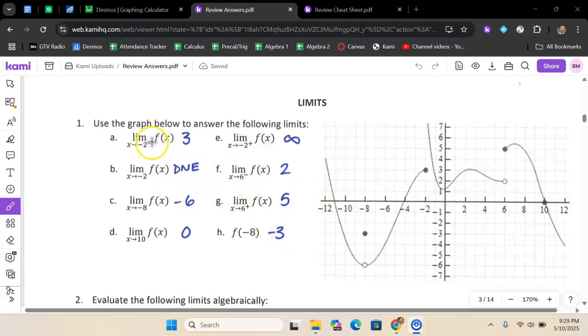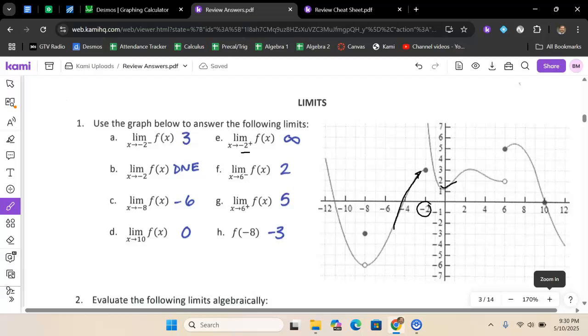Just remember what the minus and plus mean at the top. That means from the left and from the right. So if I'm approaching -2 from the left, that means I want to go towards -2 from the left of -2. So where does it look like my y value would be if I continued from the left of -2, which would be 3.